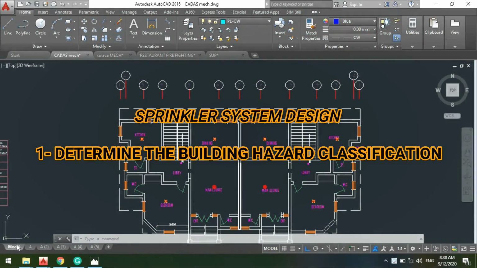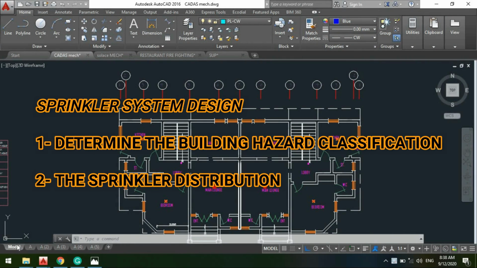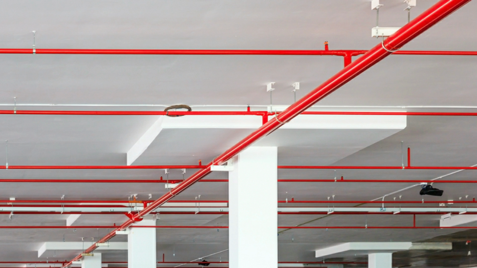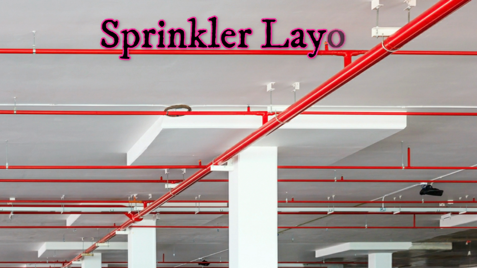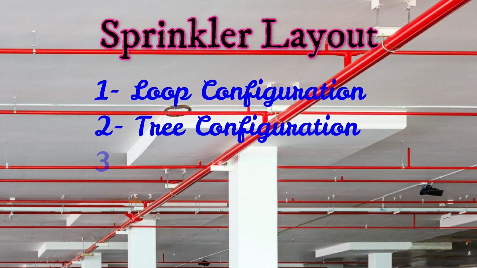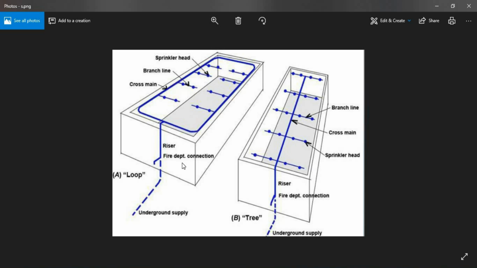Having discussed the building hazard classifications, likewise the sprinkler distribution, today we will be elaborating on the piping layout. We have three methods in designing our piping layout, which implies the connection of our distributed sprinkler heads to the water mains. We actually have three methods, although two prevail presently in the industry. We have the loop method and the tree method.